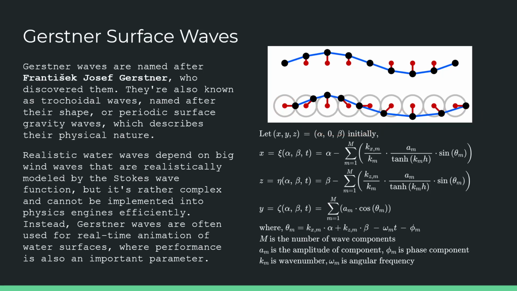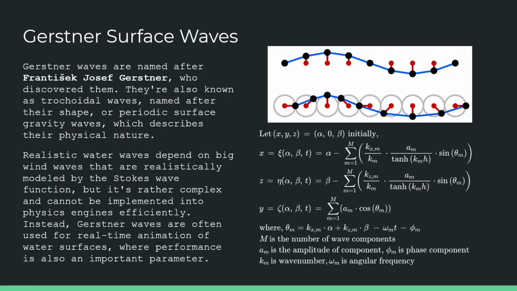So we can see here that the equation has three components. We have an x component, a z, and a y. So the x and z take care of the planar surface, that is the surface horizontal to the sea, and y takes care of the vertical displacement of the waves. So these three are a function of alpha, beta, and t.